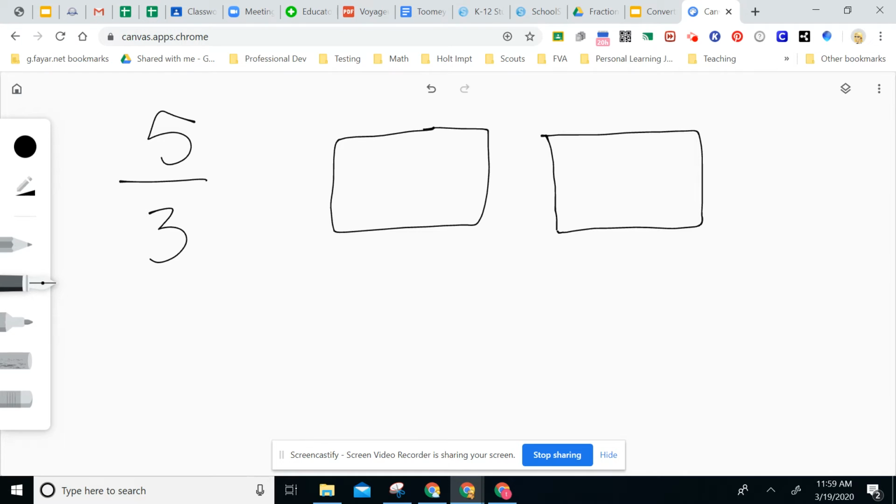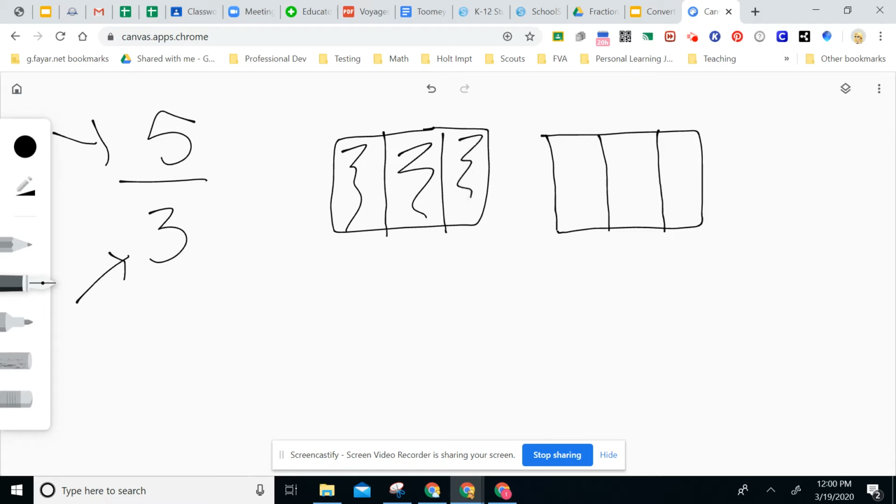We know that the bottom number tells us that we need to put it in third pieces. So I'm going to go ahead and divide this up. I'm drawing with my fingers, so it's not exactly perfectly equal, but we can pretend that it is. Okay, so there are my third pieces, and this number tells me that I have 5 of them. So 1, 2, 3, 4, and 5.